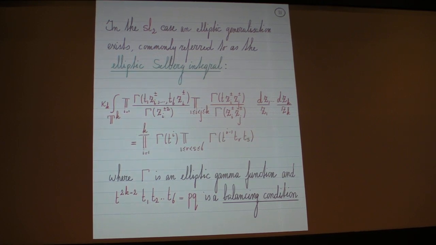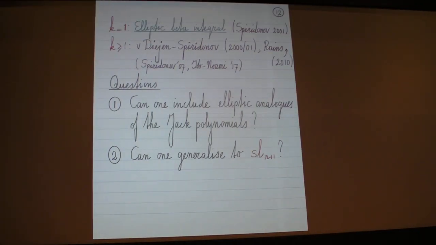And this is indeed a perfect p,q analog of the original Selberg integral. For k equals 1, this is the elliptic analog of Ramanujan's beta integral. That was first done by Slava, already more than 20 years ago, which is a bit depressing, but it's true. Then Slava, together with Van Diejen, first conjectured the full integral, the case k greater than 1, which was first proved by Eric in his famous paper, and later Slava himself found an elementary proof, and afterwards there have been more proofs, unfortunately.